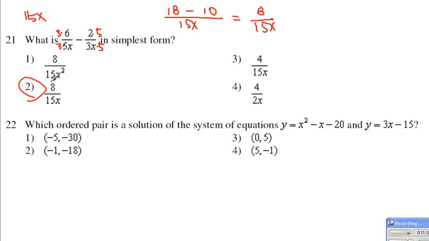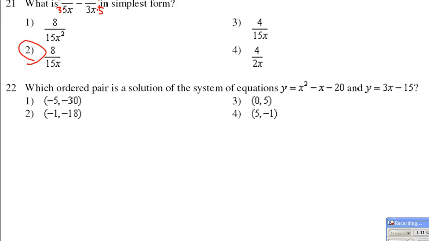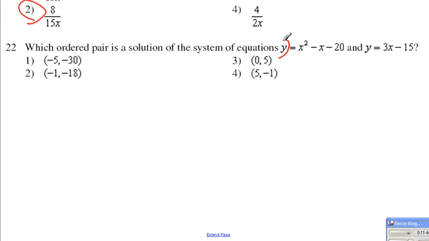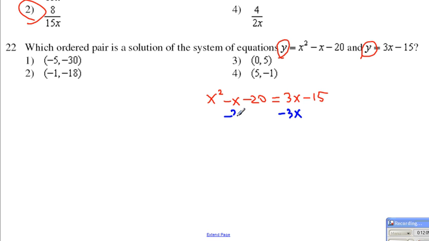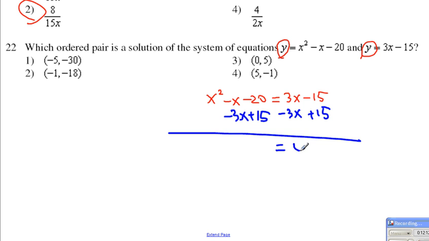Now, next, which ordered pair is a solution? Then we have to solve for the value of x and y. Here, since both of them are equal to y, we can set this up as x squared minus x minus 20 is equal to 3x minus 15. Now, getting rid of all the values on one side so that we can factor and set it equal to 0, we have to subtract 3x and add 15. What does that mean? On the right side, we do get 0.